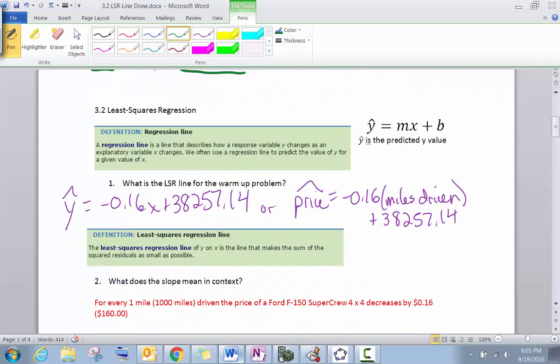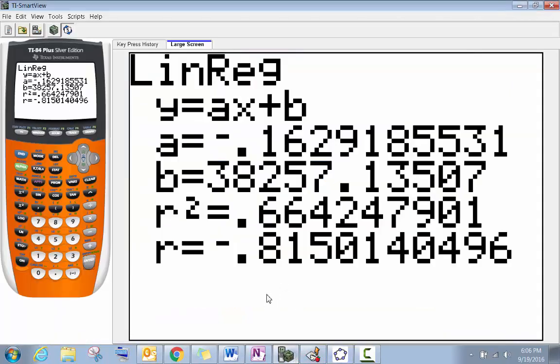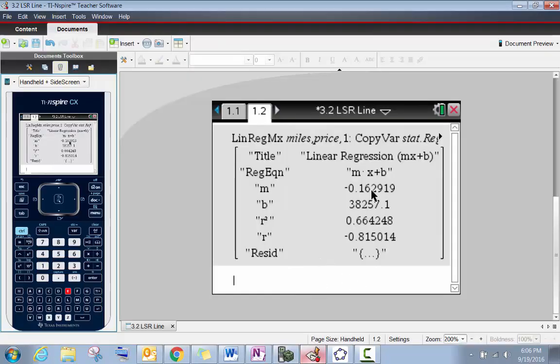So now we're going to look at least squares regression, or the least squares regression line. It's a line to predict other values. We already looked at this, we have our line. A is our slope here, it's before x, negative 0.1629, and B, our y-intercept, 38257.14, because we're dealing with money. Same thing here, we have our M and our B. So we already have it from finding our R value.